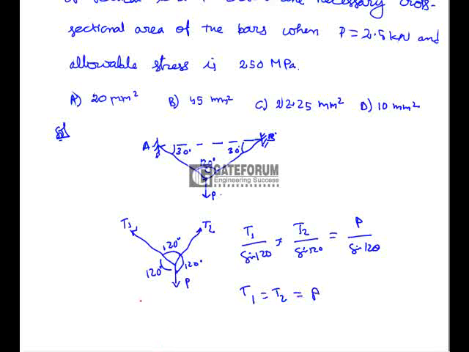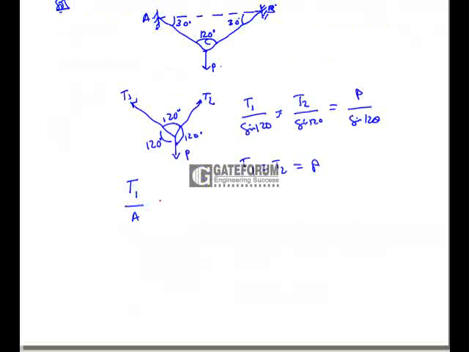So here we will have to find out the cross-sectional area of the bar when P is equal to 2.5 kN and allowable stress is 250 megapascal. Here T is a tensile force, so that the tensile stress induced in the member is equal to force by area. So that either T1 or T2 by area is nothing but the stress induced in the member, let us say sigma.